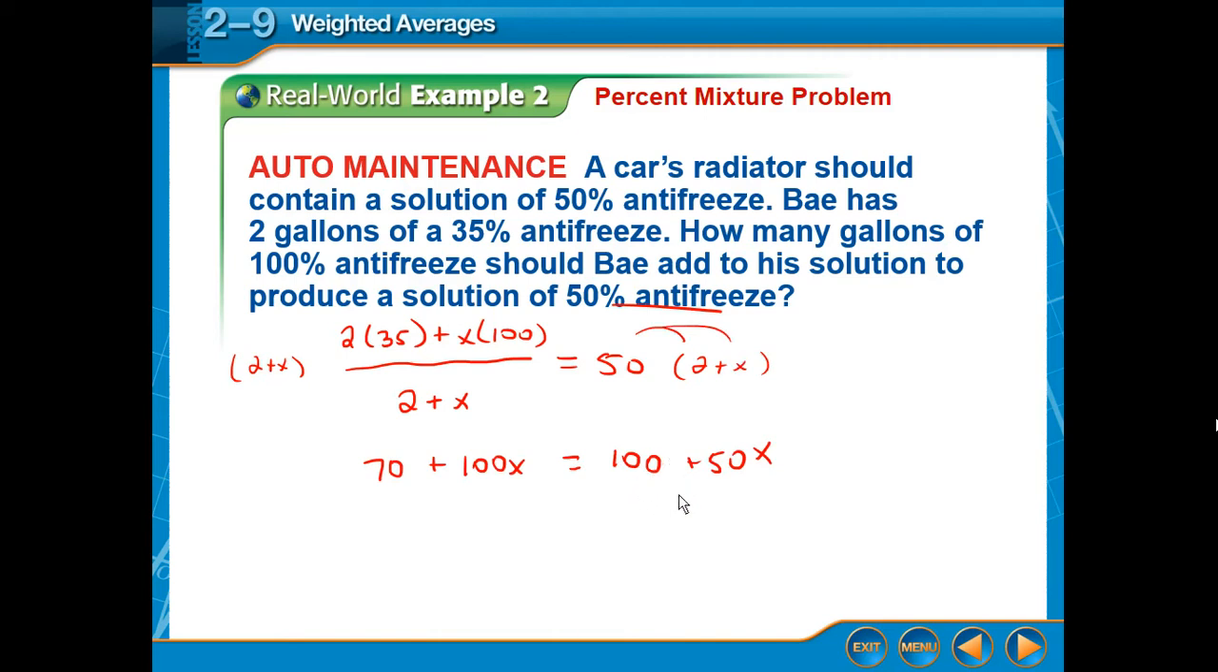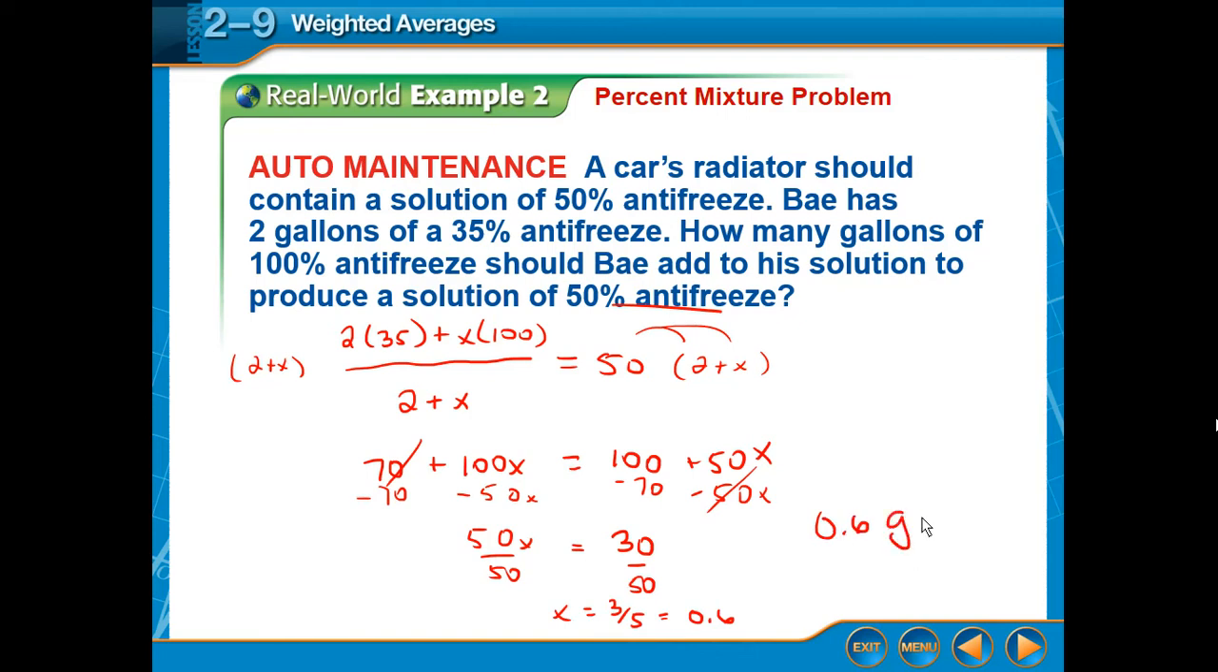Okay, so combining, getting terms on the right side, I'm going to subtract 70 from both sides, and I'm going to subtract 50x from both sides. So here they cancel, I get 50x equals 30, and they cancel there. So dividing by 50 to get x by itself, I get x equals 3 over 5, which is the same thing as 0.6. So it will take 0.6 gallons of 100% antifreeze to get to a 50% antifreeze solution.